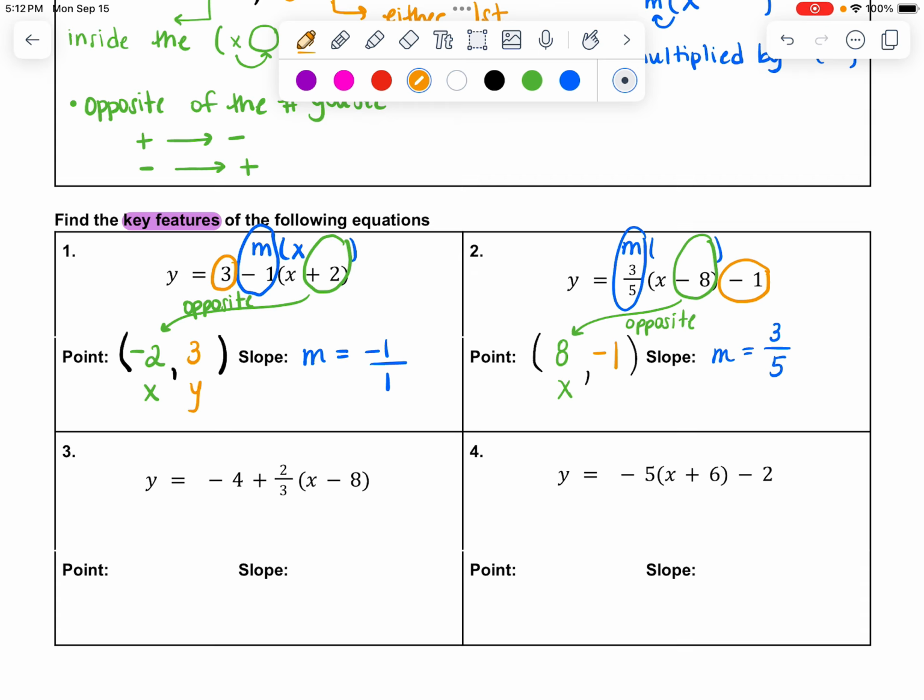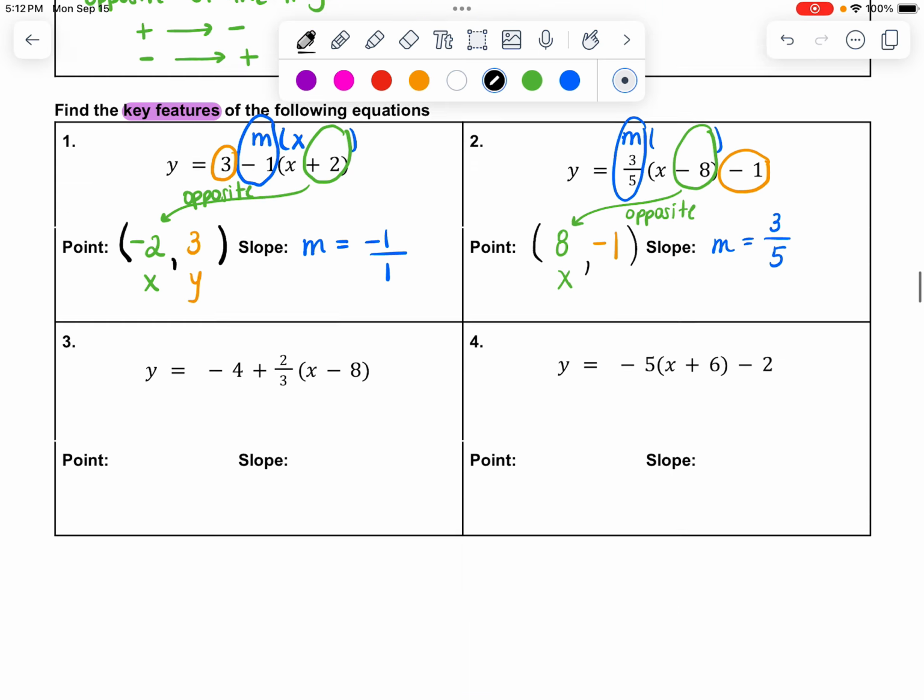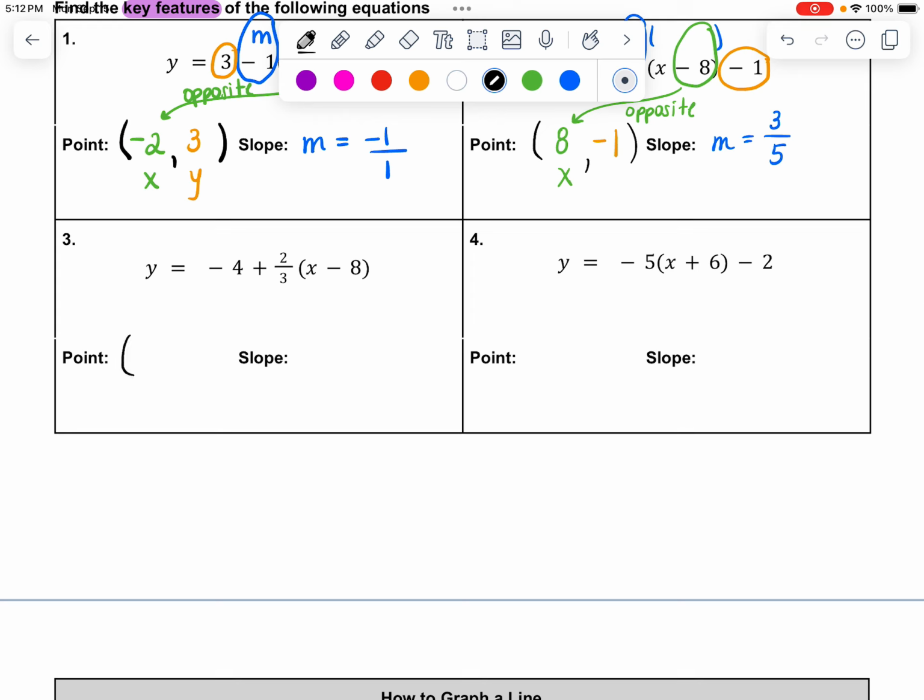Let's try that again. Again, the key features are still going to be a point and a slope. I'm going to start with the slope. So I'm going to write m parentheses, and I can see that the number that is right before the parentheses, which is the slope, is 2/3.